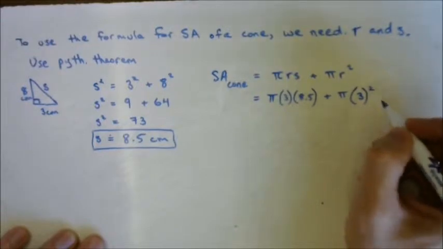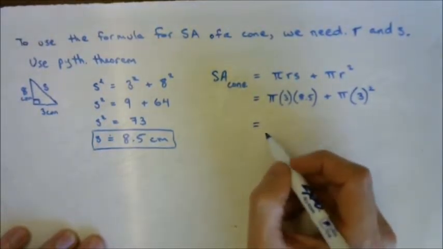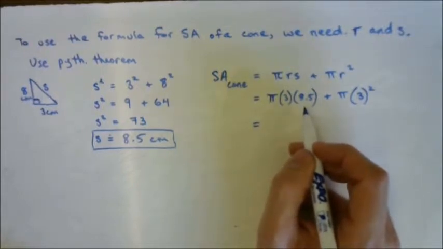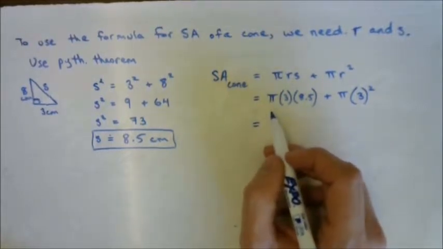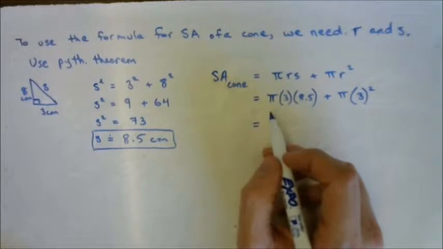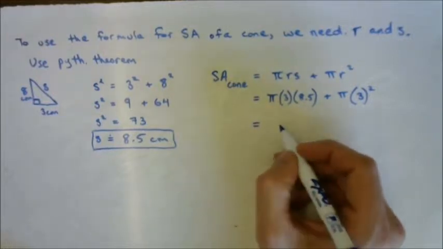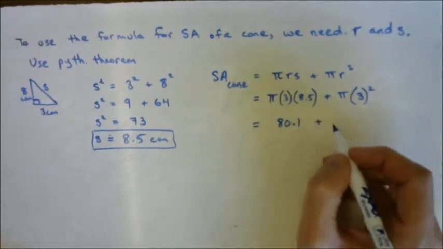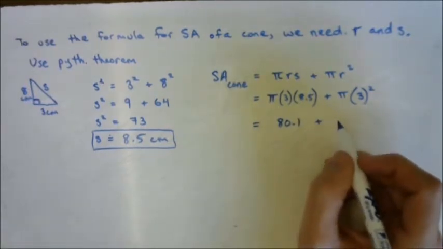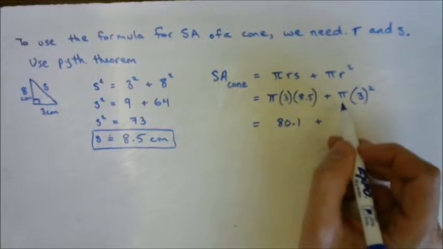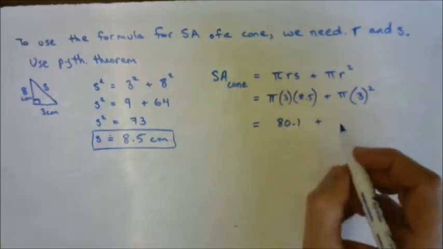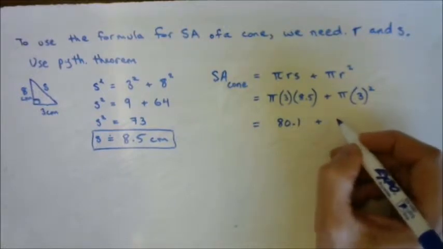Pi times 3 squared. You could just do this part in your calculator. You hit 3 times 8.5 times pi. Keep a decimal place until you're done. 80.1. And 9 times pi is 28.2.